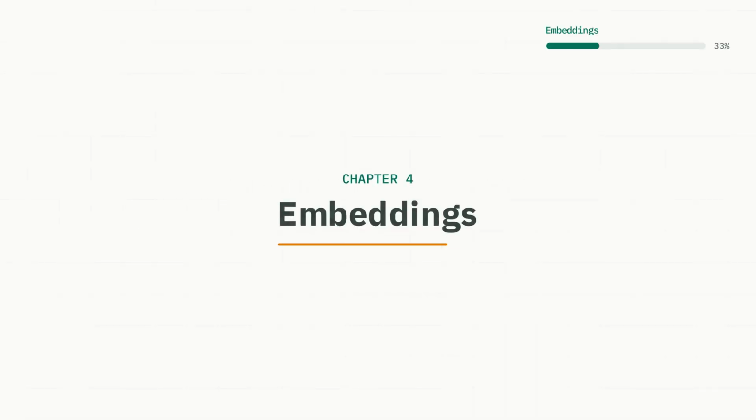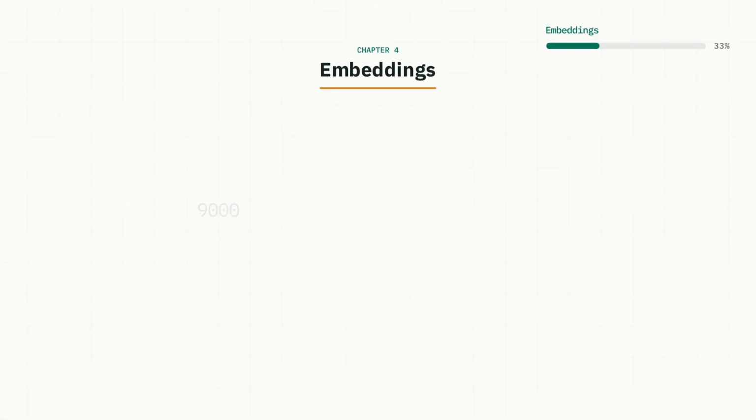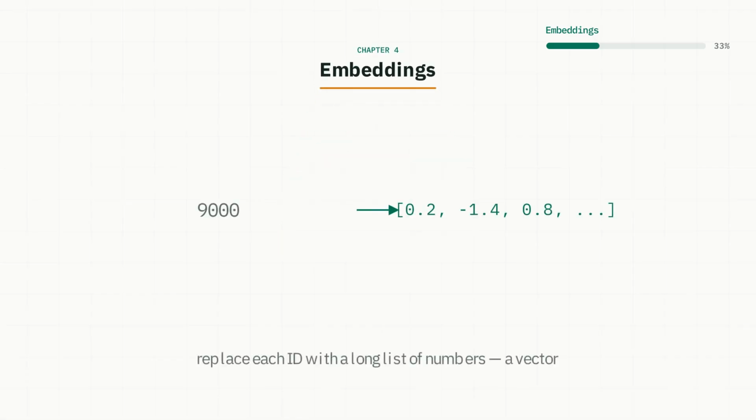Chapter 4: Embeddings and the Shape of Meaning. We have tokens, but they're just ID numbers, meaningless labels. The next step turns each one into something rich. We replace every token ID with a long list of numbers, a vector, and this vector is called an embedding.